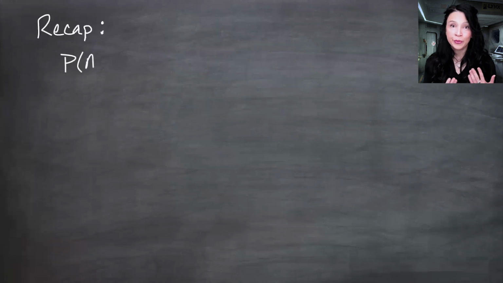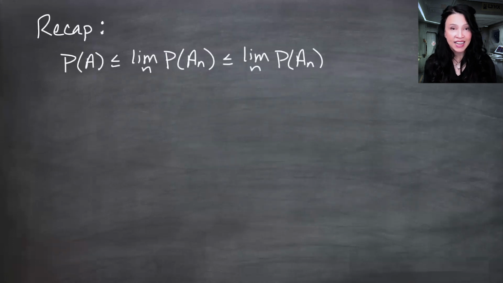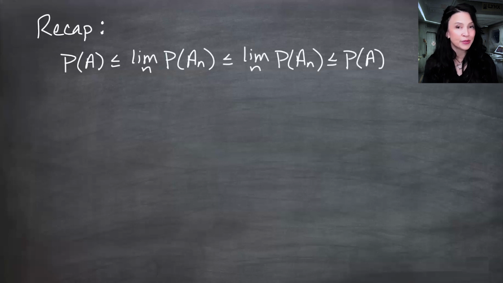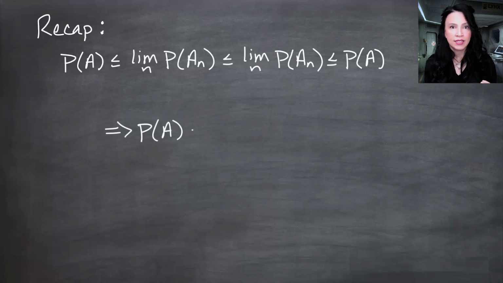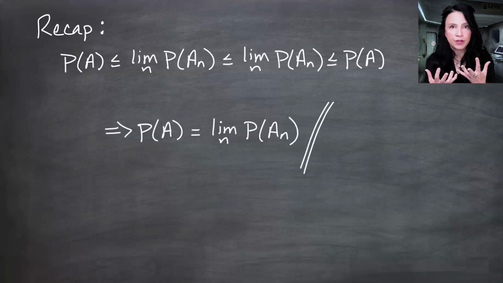To recap, what we've just written is the probability measure of A is less than or equal to the limit as n goes to infinity of the probability measure of AN, is less than or equal to the limit again. So obviously this is actually equal. And because this is all less than or equal to the probability measure of A, this is like a squeeze theorem here. The limit inside has to equal these boundaries. This number can't be greater than or equal to something and less than or equal to something unless it's actually equal to that something. And this is what we wanted to show. So we have finished our proof of part 2 of this theorem.